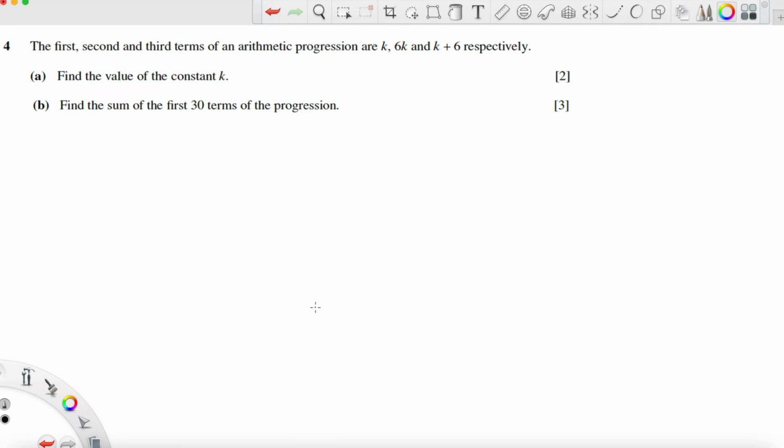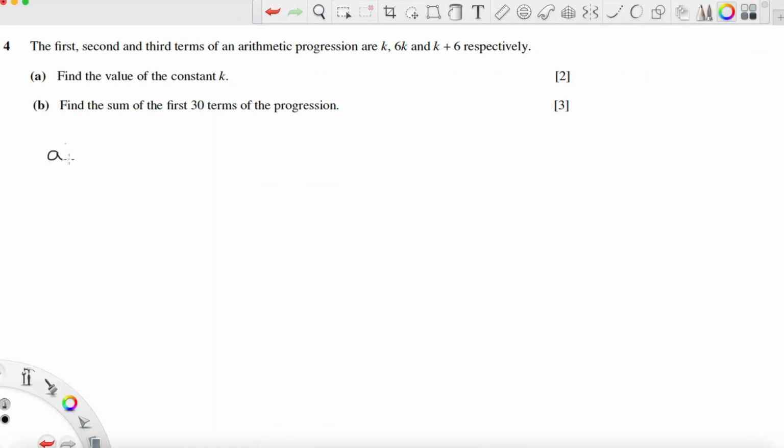Question number 4. The first, second, and third terms of an arithmetic progression are k, 6k, and k plus 6, respectively. Find part A, the value of constant k, part B, the sum of the first 3 terms of the progression.